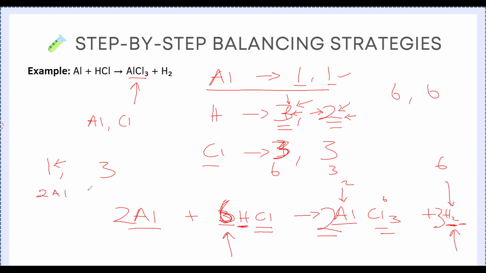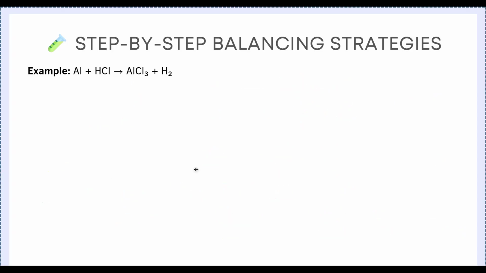I have 2 atoms of aluminium plus 6HCl, giving 2AlCl3 plus 3H2. If we count the number of atoms for each element on both sides, they will be balanced. For aluminium, 2 on both sides, for hydrogen, 6 on both sides, and for chlorine, 6 on both sides. So that's how you balance this kind of chemical equation.